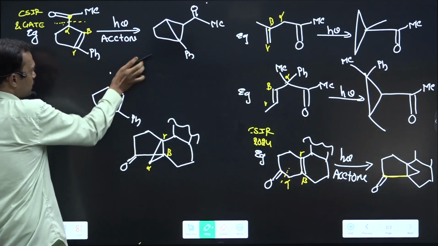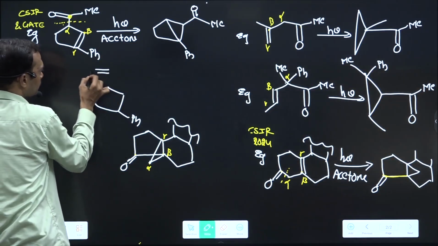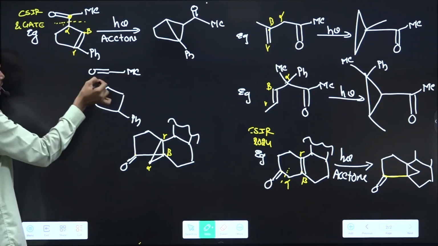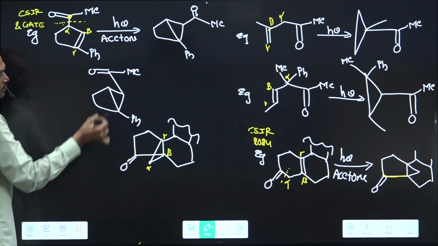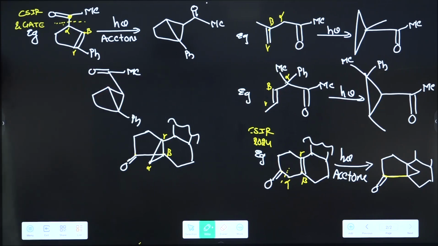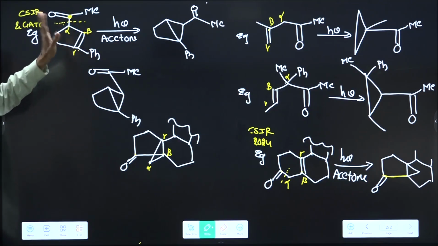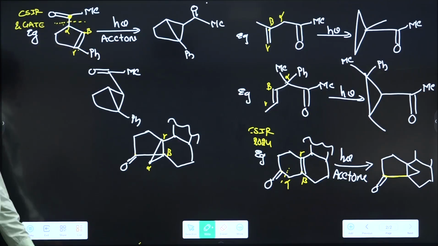So here carbonyl is initially present here. Right? Initially the carbonyl group is present here. It is connected here. Break the bond between alpha and carbonyl. Join carbonyl carbon and beta. Join alpha and gamma. Over. Simple.